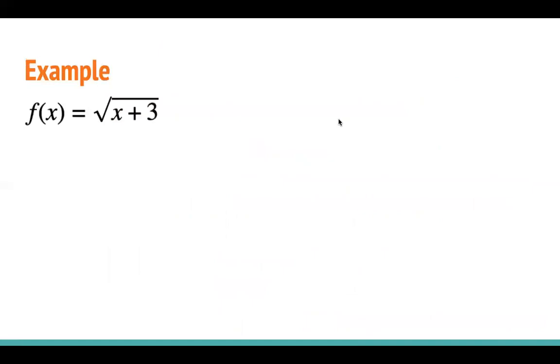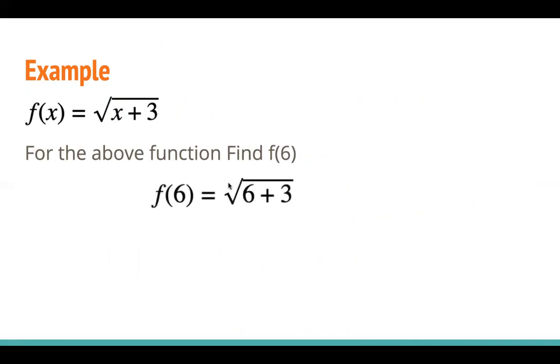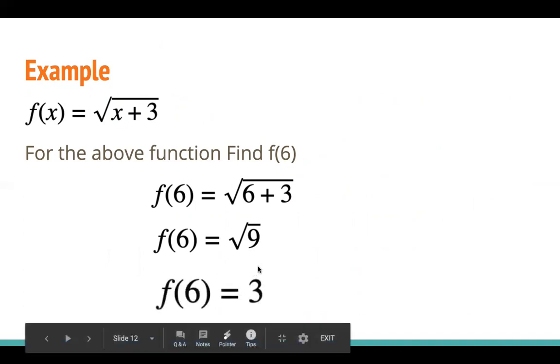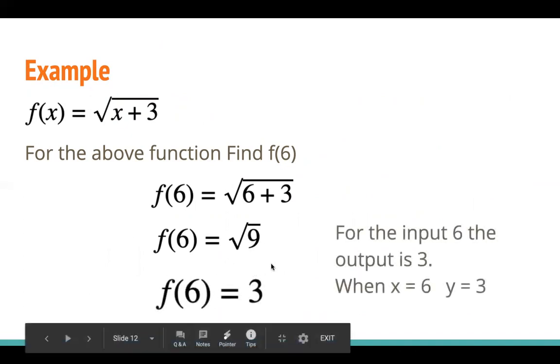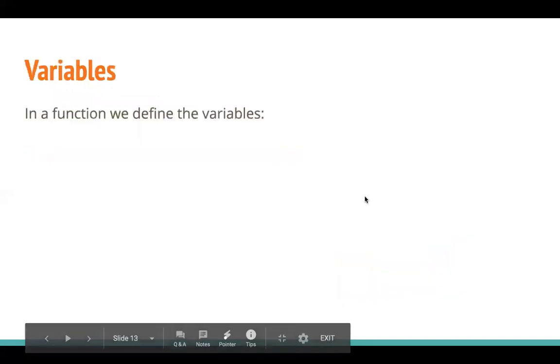Let's look at one more example. f of x equals the square root of x plus 3. So basically I'm going to have my inputs x, and I'm going to add 3 and then take the square root. So let's find f of 6. I substitute 6 in for x. First I'm going to add 3 and I get f of 6 equals the square root of 9. Then I'll take the square root and I get f of 6 equals 3. So for the input 6, the output is 3. So when x equals 6, y equals 3. I could graph that, I could put it in a table.